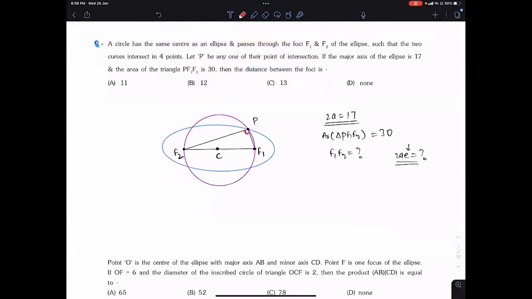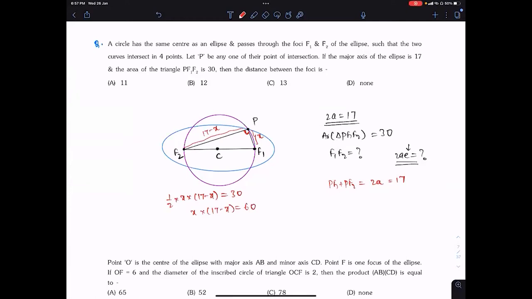And also PF1 plus PF2 will be equal to 2a, which is 17. In an ellipse, the sum of focal distances is 2a. So if PF1 is x, then what will be PF2? It will be 17 minus x. And what they are saying, the area of this triangle, half into x into (17 minus x), is given as 30. So from here you can find x into (17 minus x) equals 60.